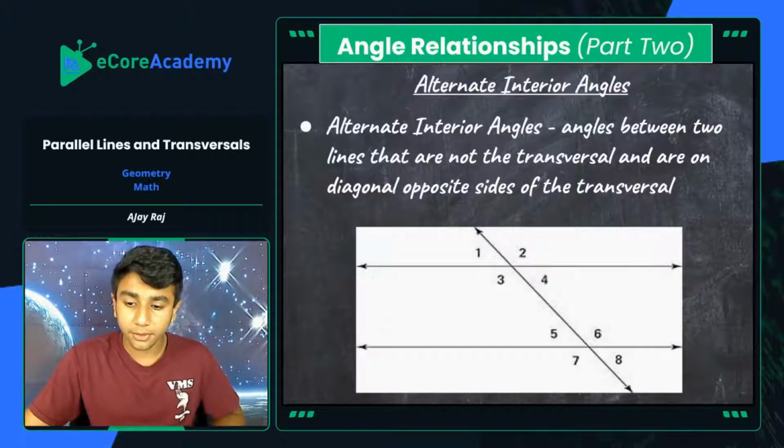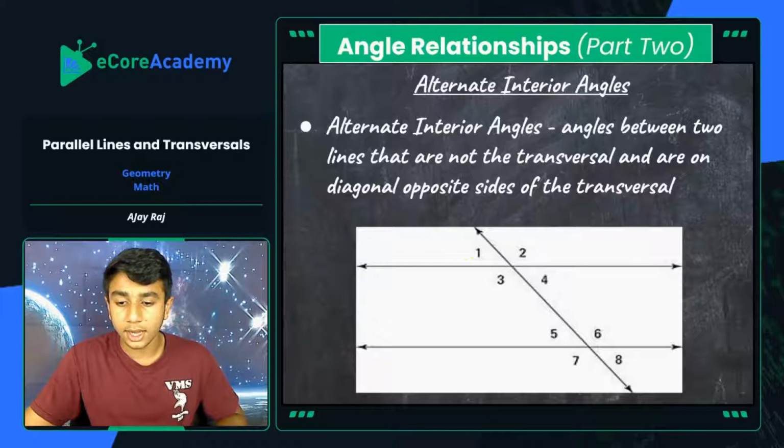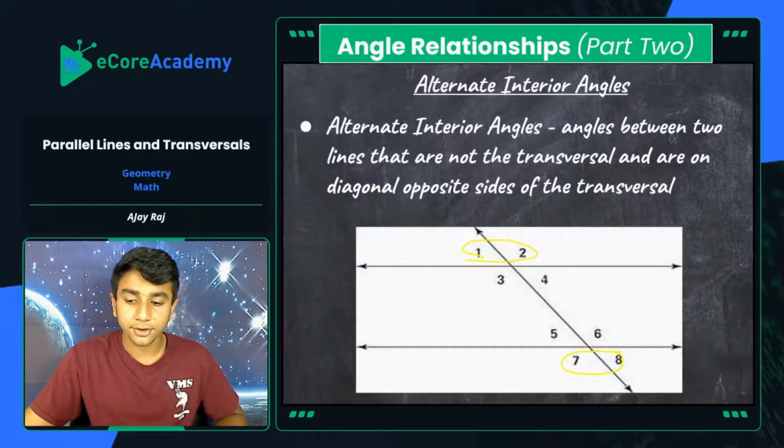If we look at angle 3, one of our interior angles, you can see this transversal intersecting the upper parallel line forms 4 different angles. On the outside of this parallel line are angles 1 and 2, and on the bottom parallel line, 7 and 8 are on the outside. Those are your exterior angles, and we're going to ignore them. The interior angles, in between both parallel lines, are 3, 4, 5, and 6.